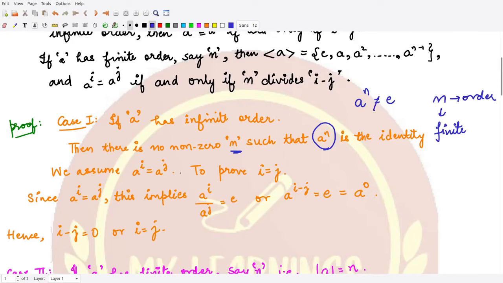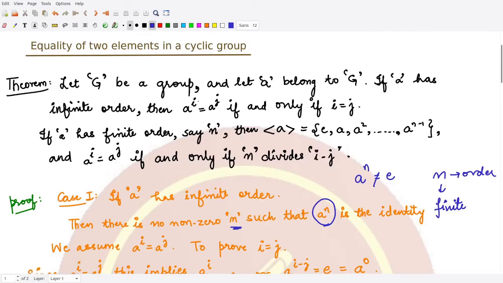Here we assume that A to the power i is equal to A to the power j, and we'll be proving i is equal to j. The converse is very easy. For the converse, if you assume i is equal to j, then obviously A to the power i would be A to the power j. That is no issue, and that is the same element itself. So the converse is quite obvious.